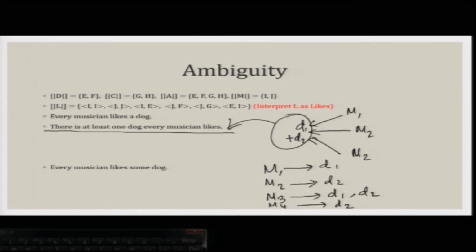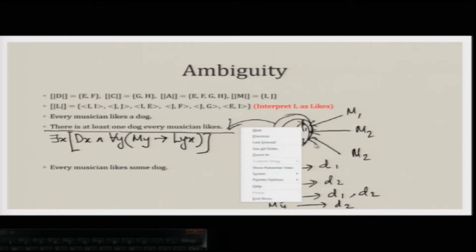Now, we notice very easily that these two are not the same picture. Their translations are different. This one starts with some dogs, right? How to translate this? We just write: there exists some x such that x is a dog, and for all y such that y is a musician, L(y, x). So, this is this picture. There is at least one dog, it can be D1, or both D1 and D2, but the point is that if somebody is a musician, then that person definitely likes D1, or D1 and D2, or just D2 and nothing else.